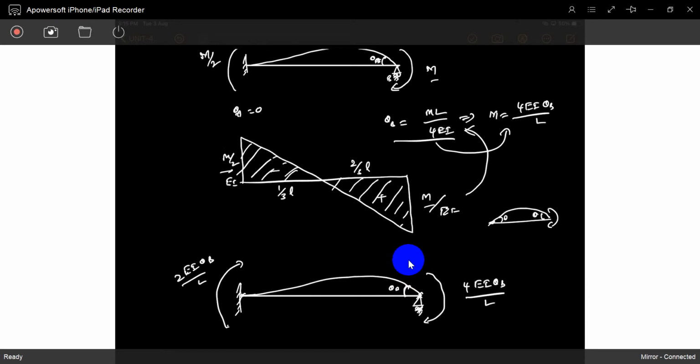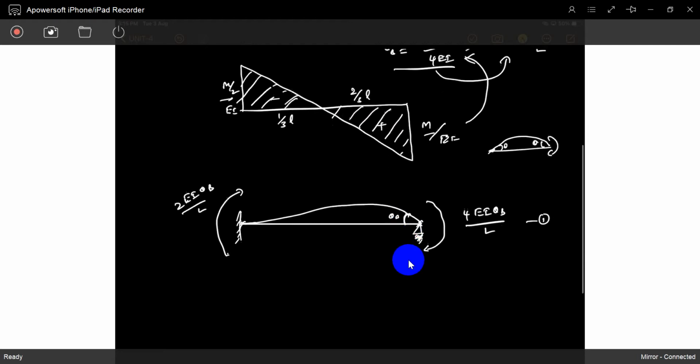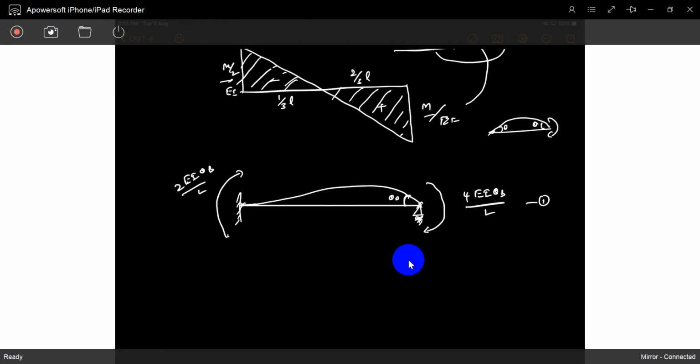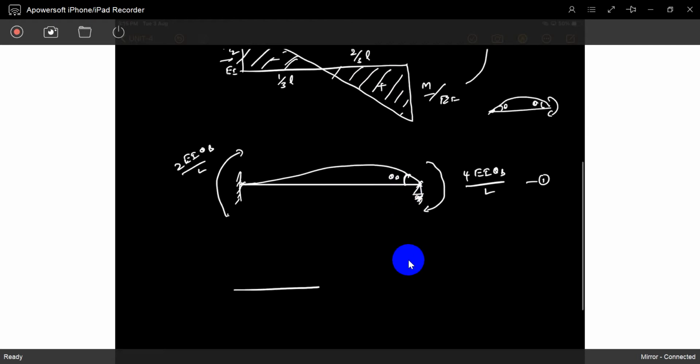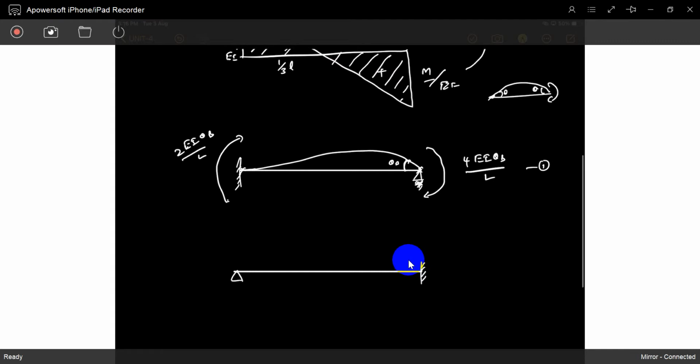So that means if you rotate joint B through some theta B, joint B experiences 4EI theta B by L moment, and joint A experiences 2EI theta B by L. That's it. One thing, this one is required. Okay. So that's it. If it is the same, I will give the opposite. Opposite means this is a fixed end joint. This is a hinge joint.